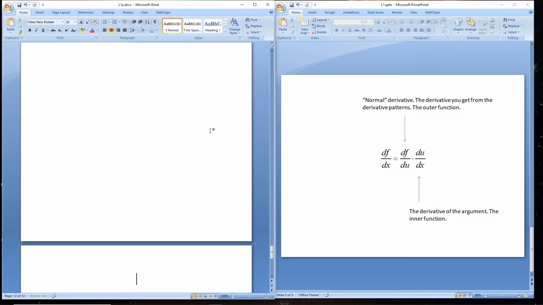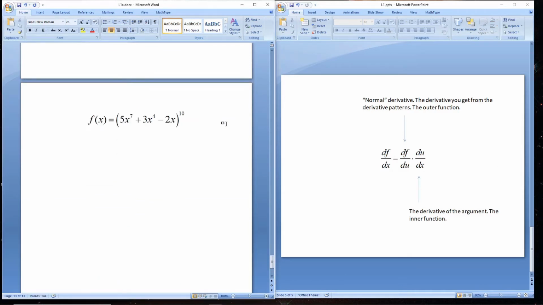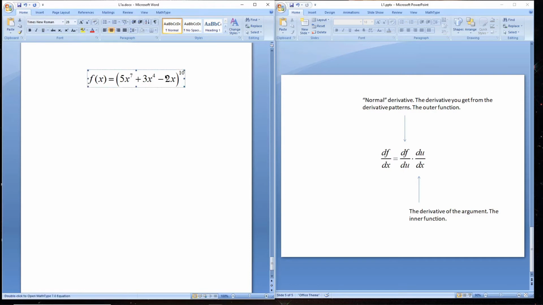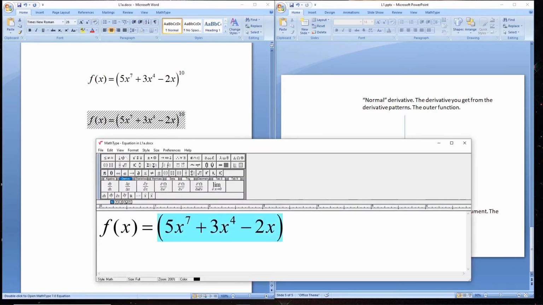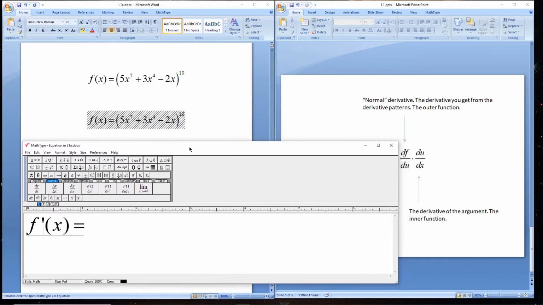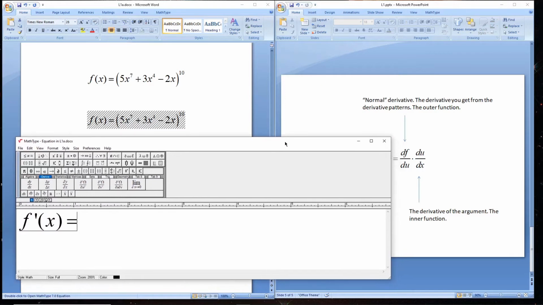Let's try another one. What do you see here? Hopefully you see a power function inside a power function. So the first thing we do is we take the derivative normally. That's the df du part.